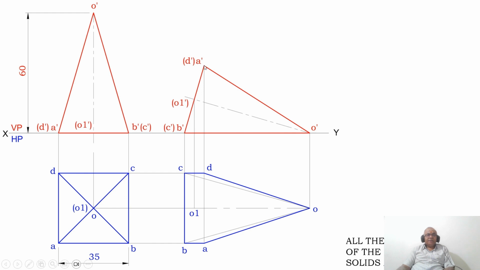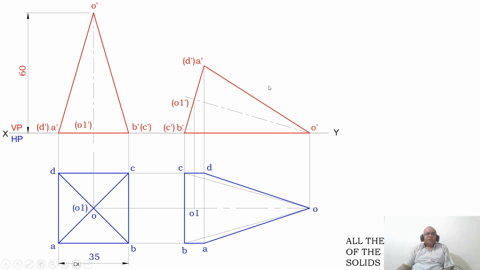Then you join between A dash to B dash to O dash, and O dash to A dash with a dark line. Similarly, you measure the distance from B dash to O1 dash. From B dash, you cut an arc on B dash A dash line and you mark that point as O1 dash in bracket. Then join between O dash and O1 dash with a big dash and small dash line, which is the axis line. Now to this I need to draw the top view.